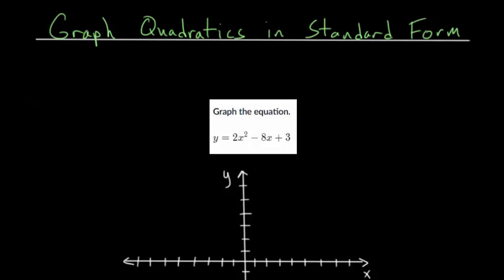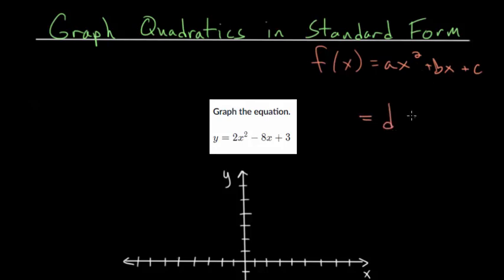In this video, I'd like to talk about graphing quadratics when they're in standard form. So remember that standard form for just some general quadratic function is ax squared plus bx plus c. And there's many ways to approach this, but probably the most straightforward method would be to transform this to vertex form, which, by the way, looks something like this.